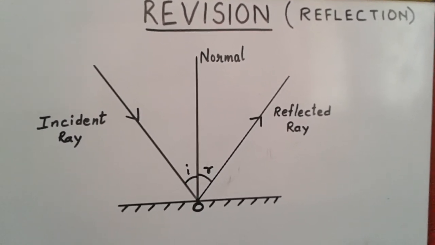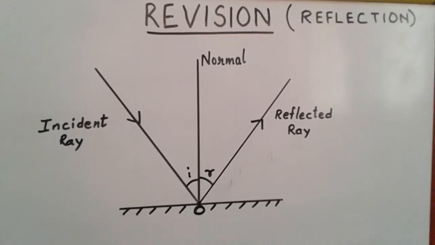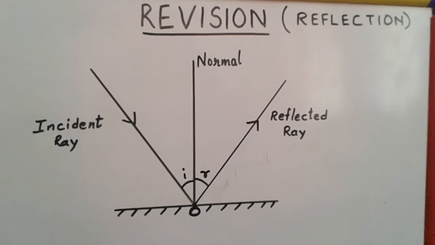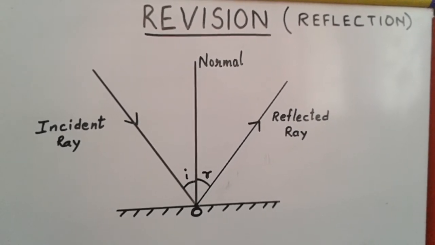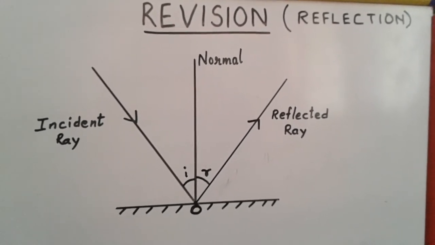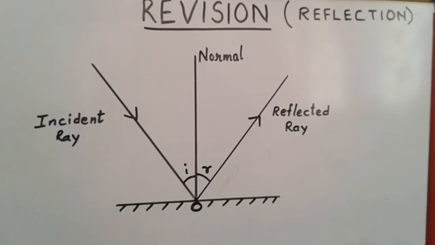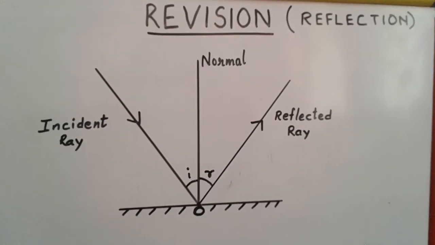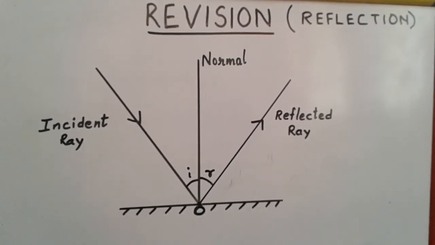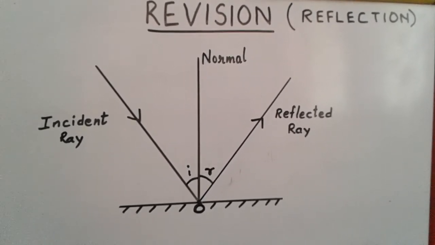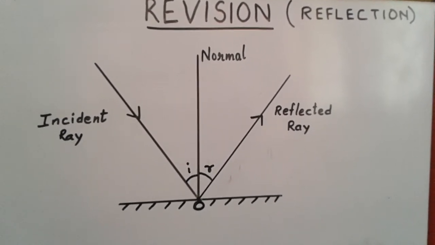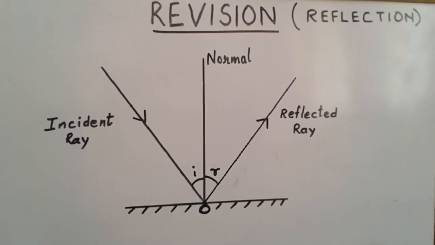Let us begin then. The first is the definition of reflection itself. The phenomenon of bouncing back of light when light strikes any surface is known as reflection. It is followed by two laws of reflection. The first says that the angle of incidence is always equal to the angle of reflection. And the incident ray, normal and reflected ray at the point of incidence all lie on the same plane. This is the second law, children.